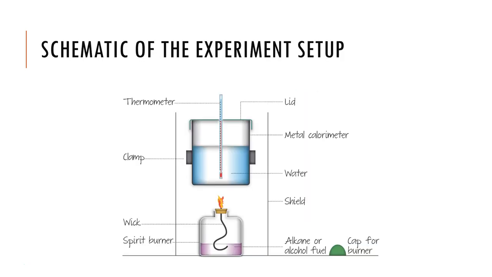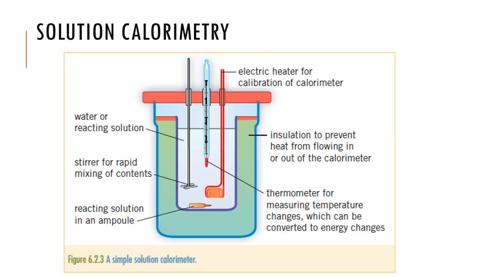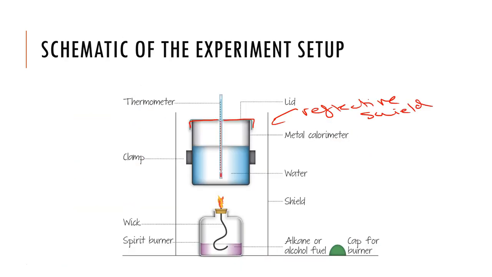So this is what it generally looks like. It's a very simple experiment, and we will actually look at doing this soon. You place your fuel into the spirit burner, it has a wick, it burns. This is a reflective shield, which is one of the ways that you can improve the results you get from this. You have a thermometer, and another way that you can improve your results is by having a lid, and I want you to think about why that might be.